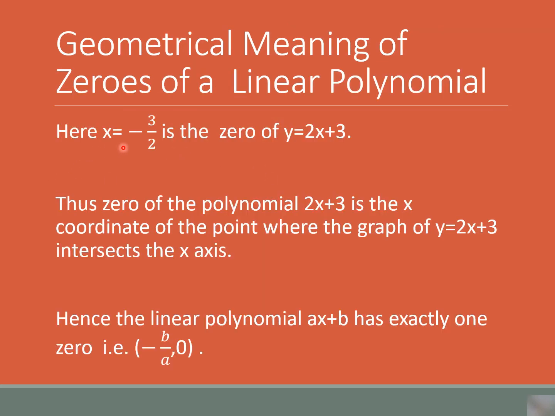So at the value of x = -3/2, which is the zero of the polynomial y = 2x + 3. So understand that the zero of the polynomial 2x + 3 is actually the x-coordinate of the point where the graph of y = 2x + 3 intersects the x-axis. Hence, the linear polynomial ax + b has exactly one zero, which is -b/a.